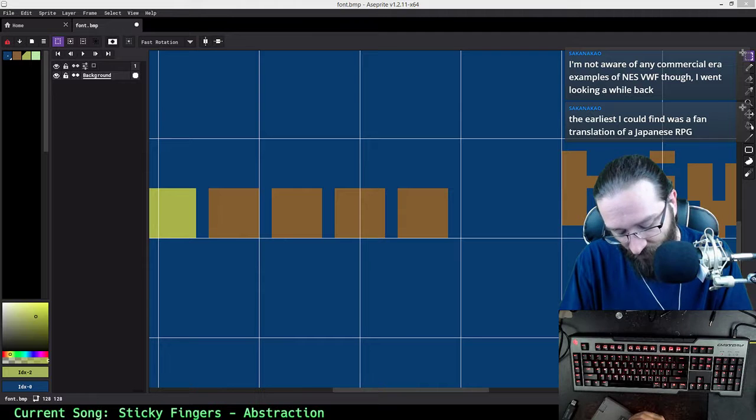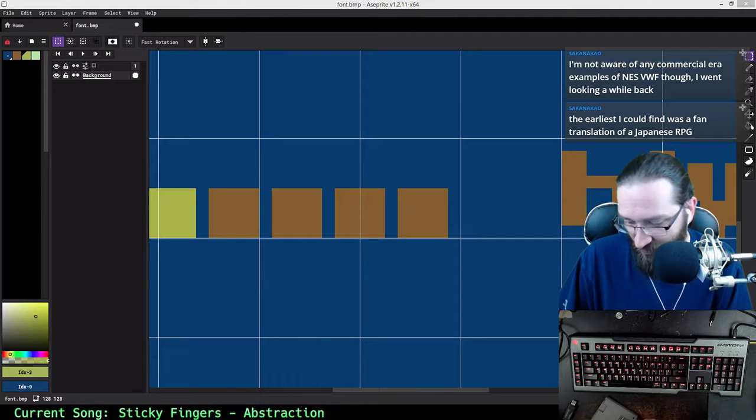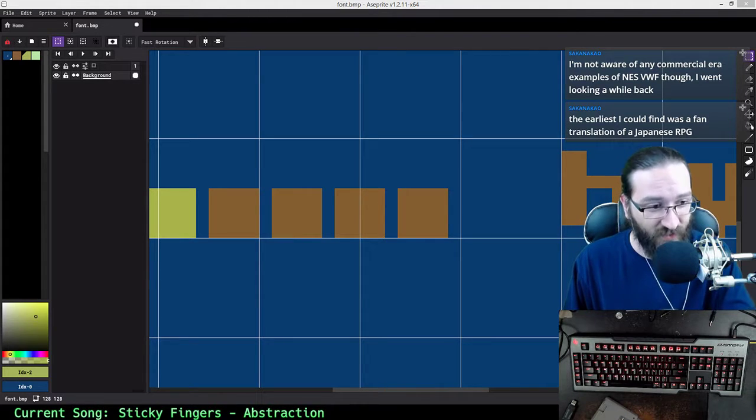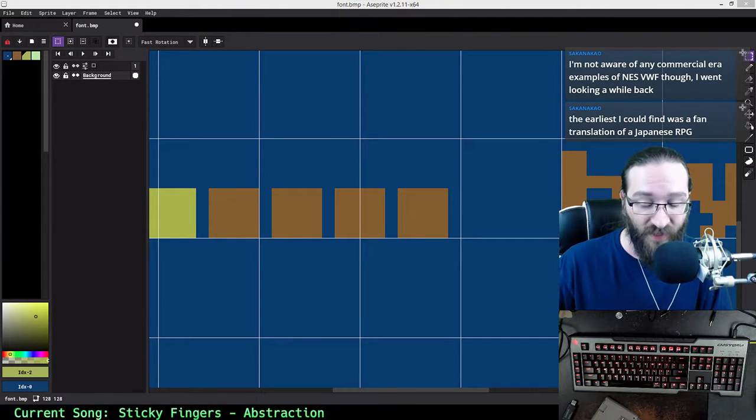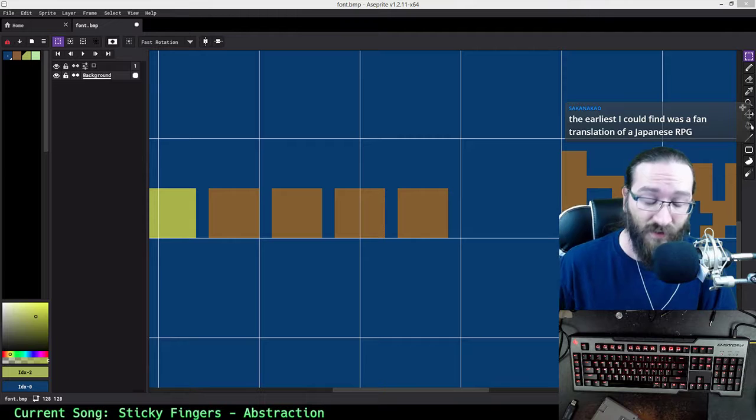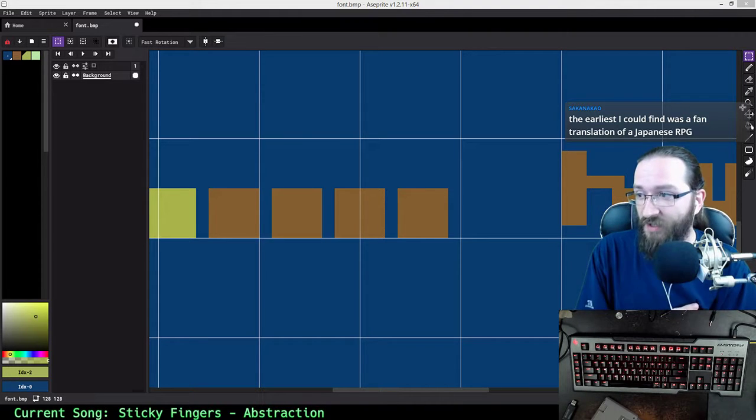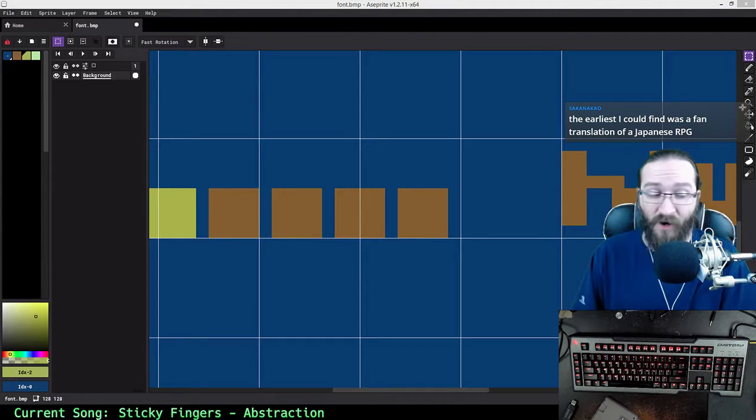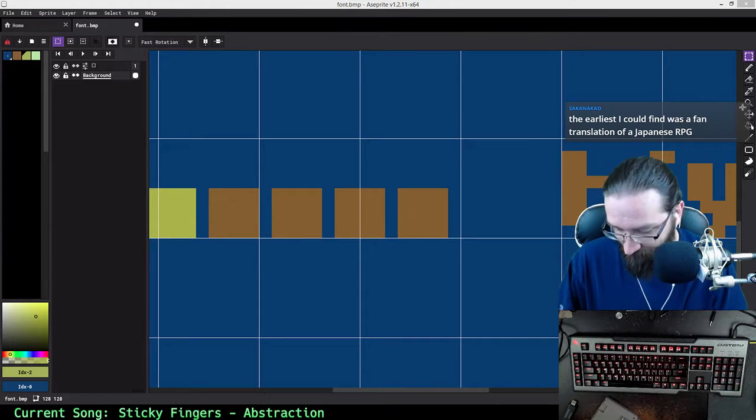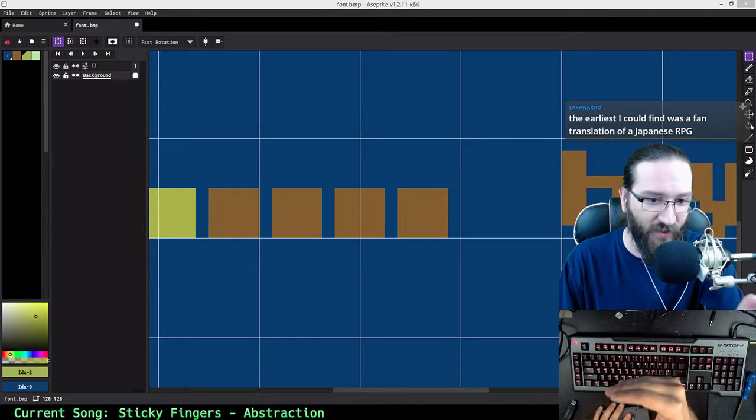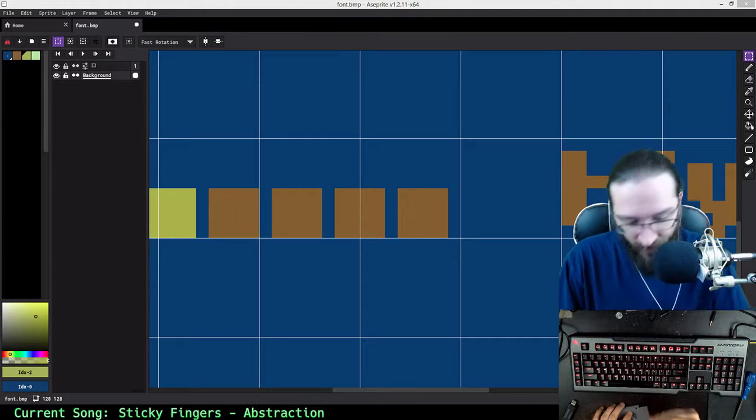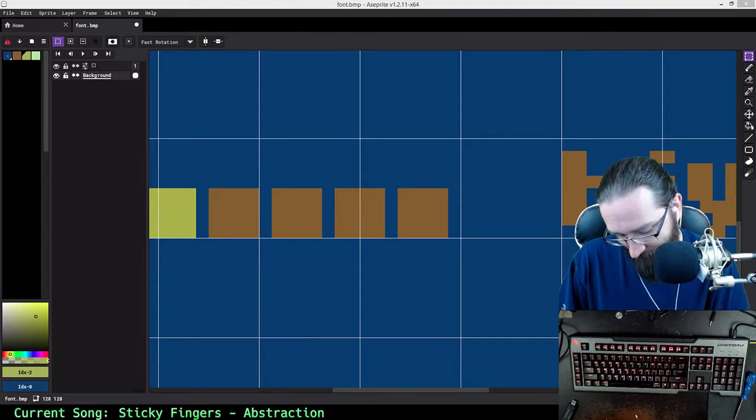A good example is Battletoads, actually. They use CHR RAM, and they use it very creatively. And that's how they get the parallax working in a lot of their levels, where the background is moving at a different rate than the middle ground, which moves at a different rate than the foreground. But there we go.